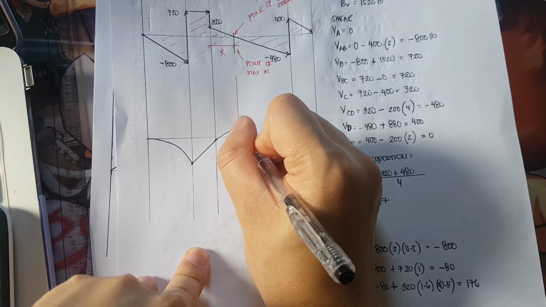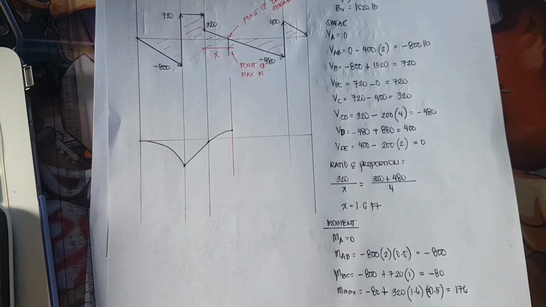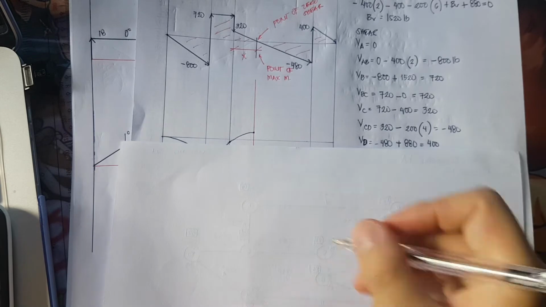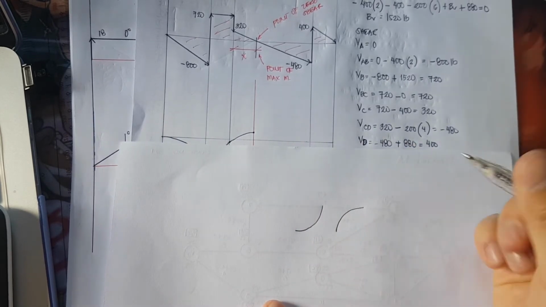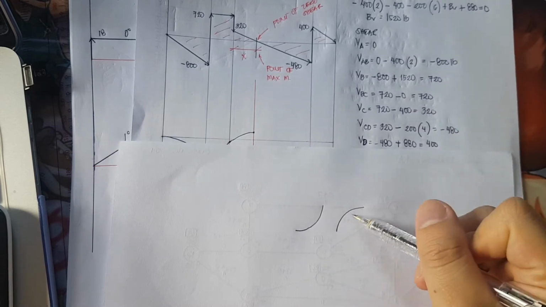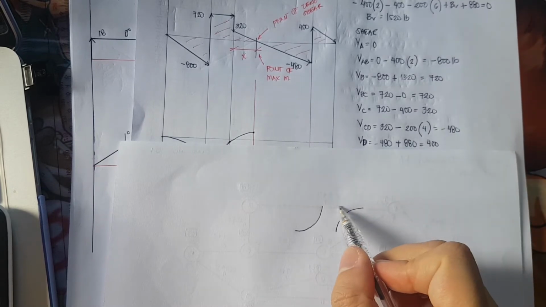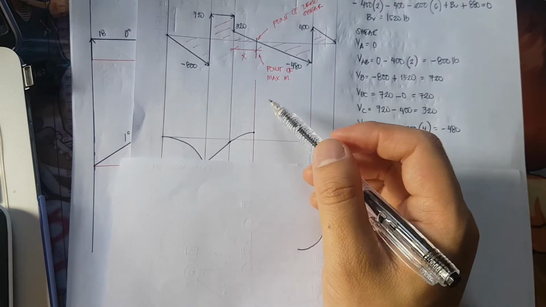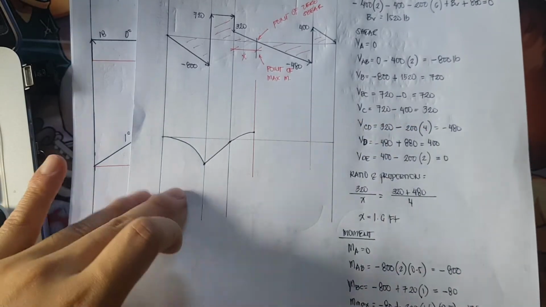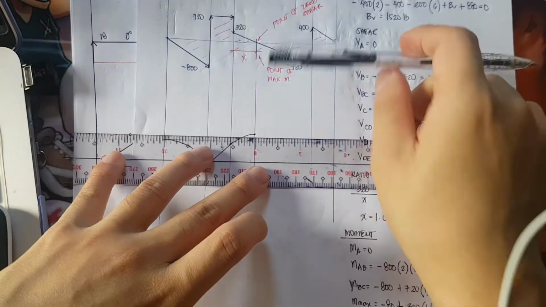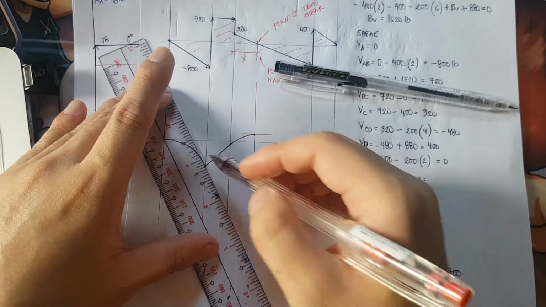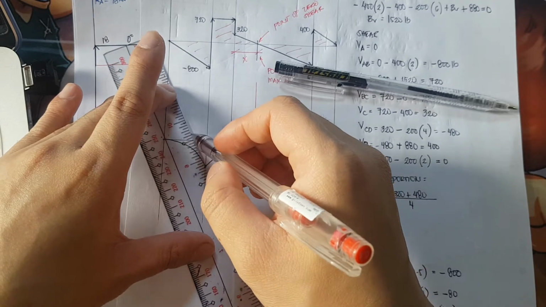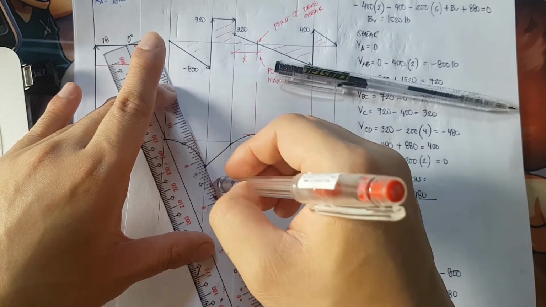Now, if you're confused whether your curve should look like this or it should look like this, then you can base it from the slope. So at the point of tangency. So for the point of maximum moment, ang point of tangency natin would look like this. Then dito naman yung tangent points natin. We have our tangent here.